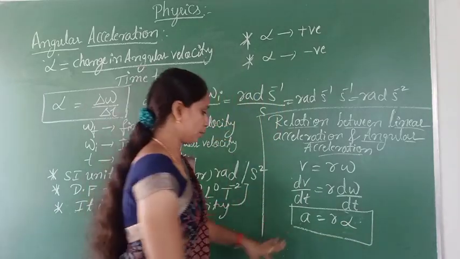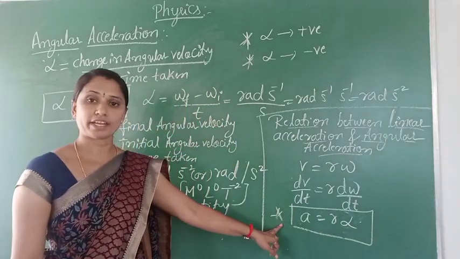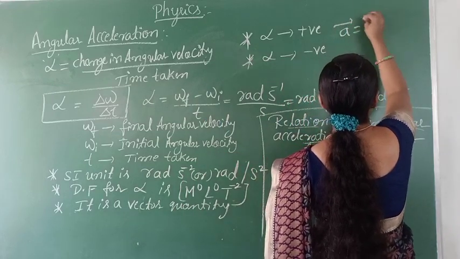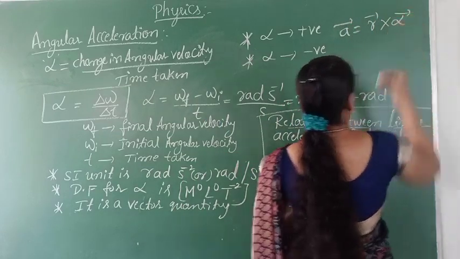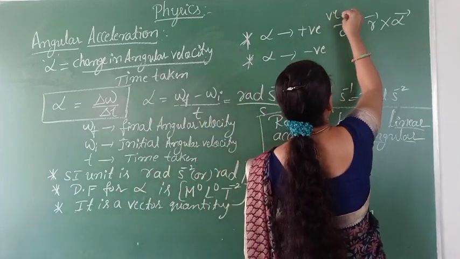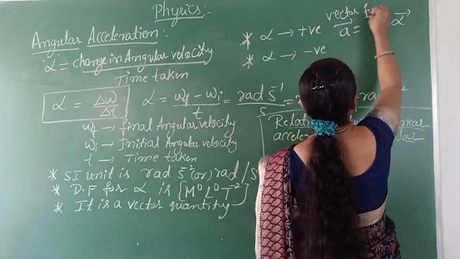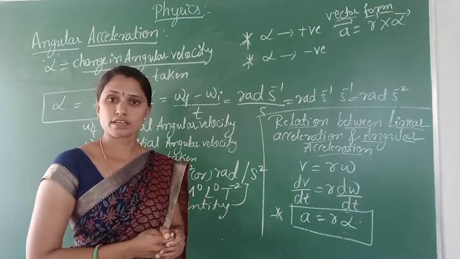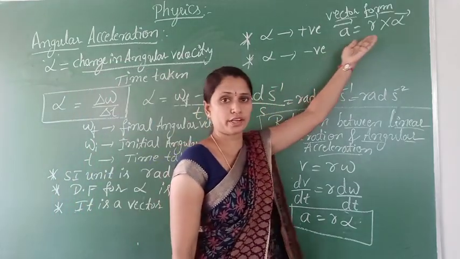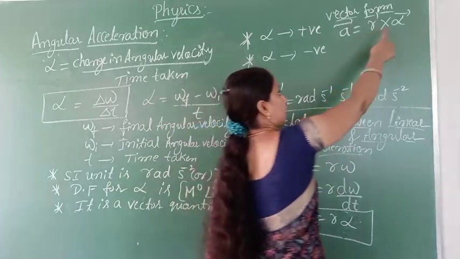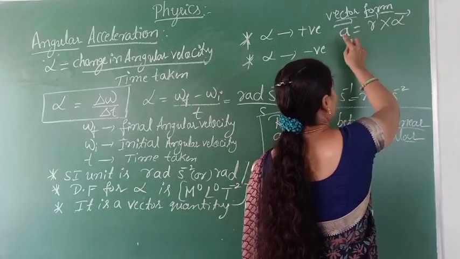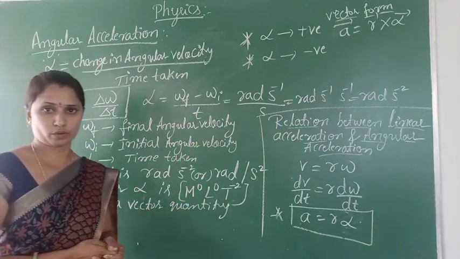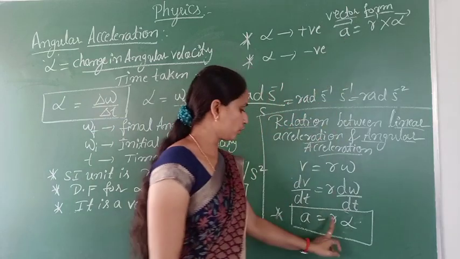This is the magnitude form, but the vector form is a vector is equal to alpha vector cross r vector, that is, the cross product of two vectors. Here a is linear acceleration. Clear? That's why angular acceleration is a vector quantity. In magnitude, a is equal to r into alpha.